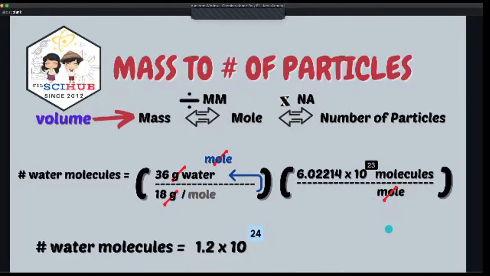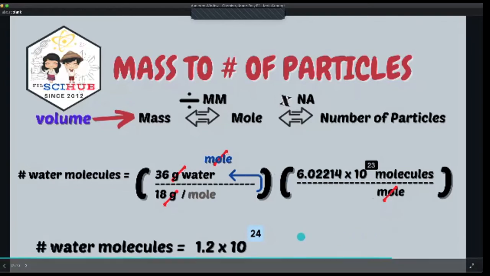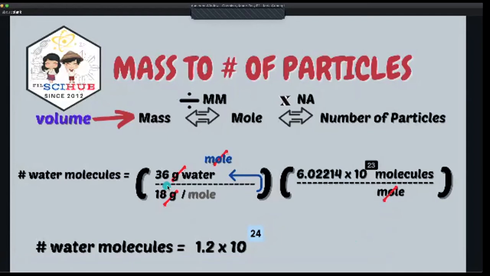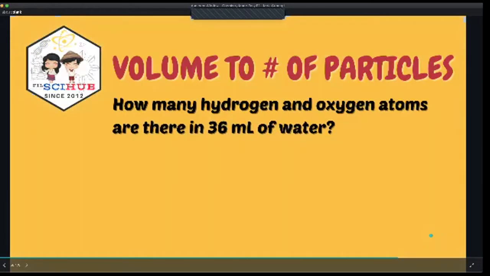So kumbaga mas marami siya. Bakit mas mataas sa Avogadro's number? That's because the weight ng water mo is actually higher than the molar mass. So, things to watch out for as well. All right.